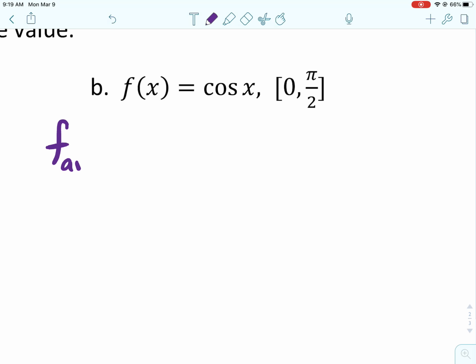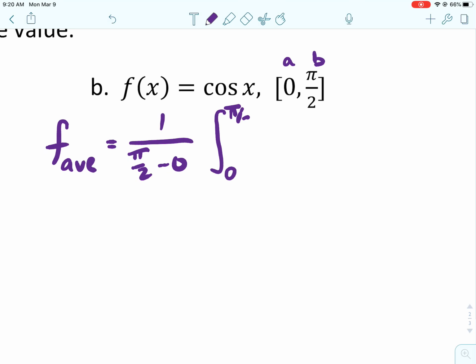All right, so we're going to use the formula to find the average value of the function by saying that f average is equal to 1 over b minus a, and we multiply that by the integral from 0 to pi over 2 of the cosine of x dx.